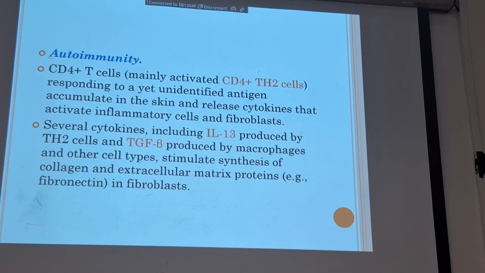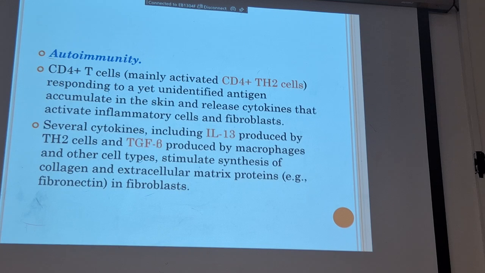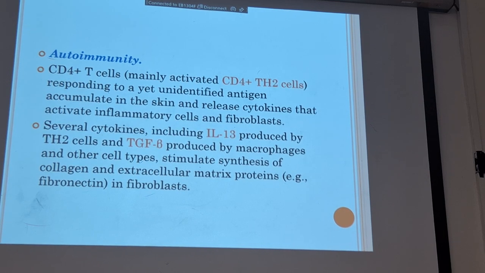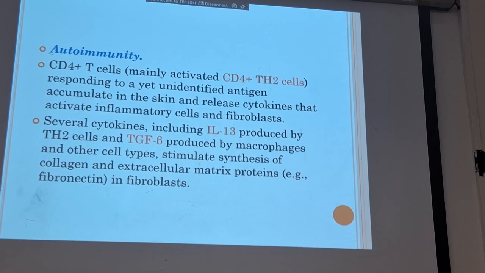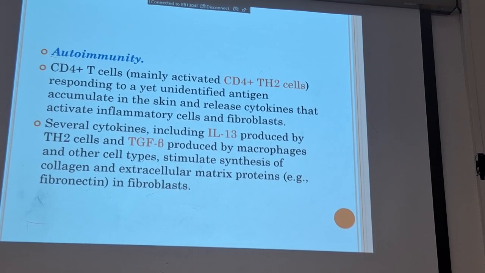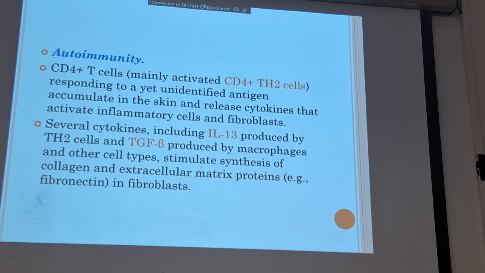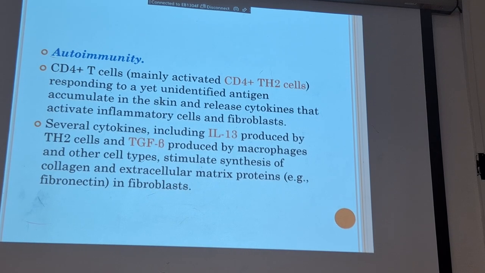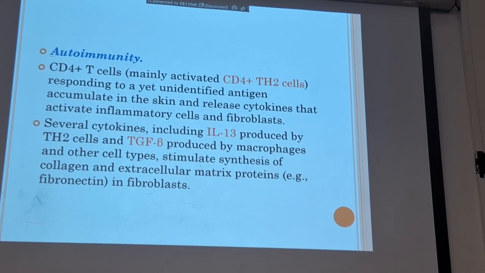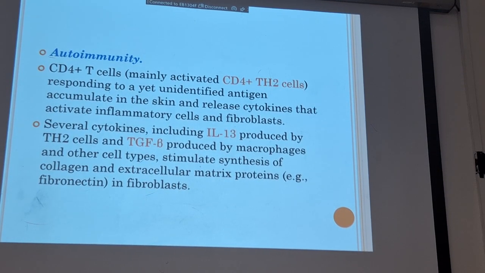In scleroderma or systemic sclerosis, we have CD4 positive T cells, mainly T helper 2, which cause fibrosis by producing interleukin 13 or activating macrophages and producing TGF-beta. Okay, so the most important thing is production of fibrosing cytokines and fibrosis of different tissues.